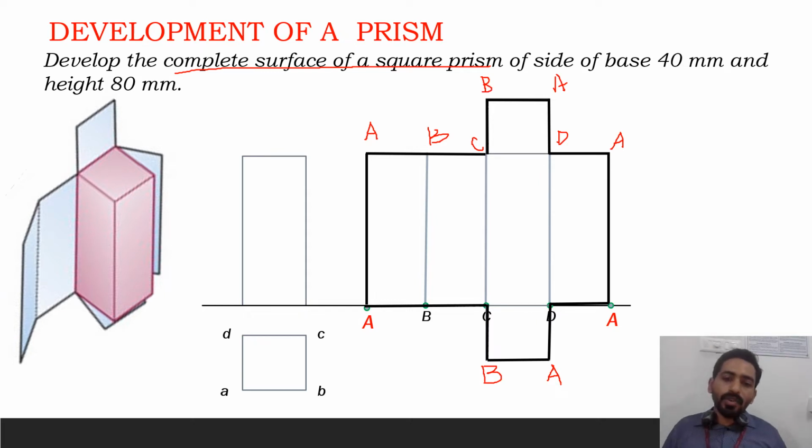So this is how you develop, and you can see that only the boundary is represented with thick lines. You won't show this one. This will remain as a construction line. Okay, this is the development, the complete development of the surfaces of a square prism.